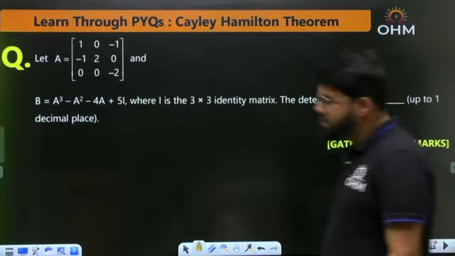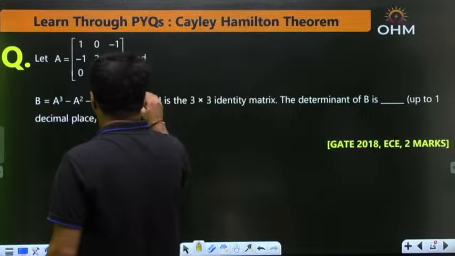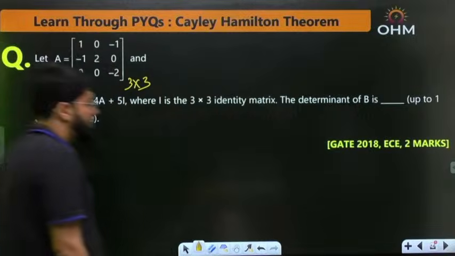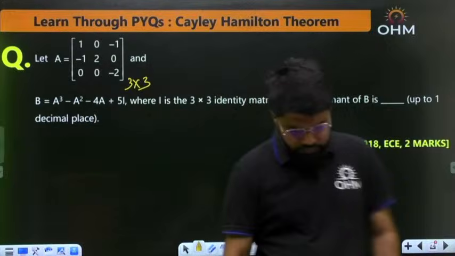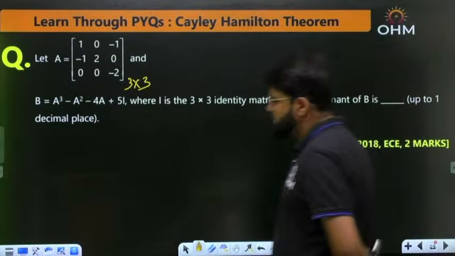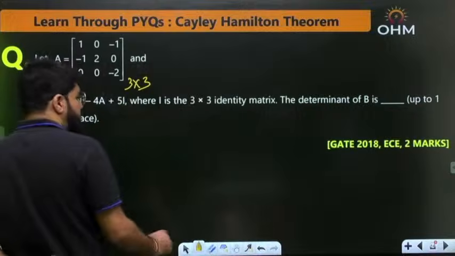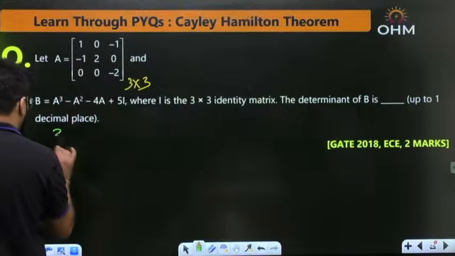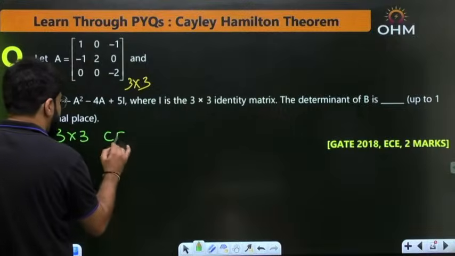GATE 2018 EC, 2 marks, and now a 3 cross 3 matrix. Now, dear, let's learn with respect to this. First of all, the 3 cross 3 characteristic equation. Let's recall the 3 cross 3 characteristic equation. What was it?